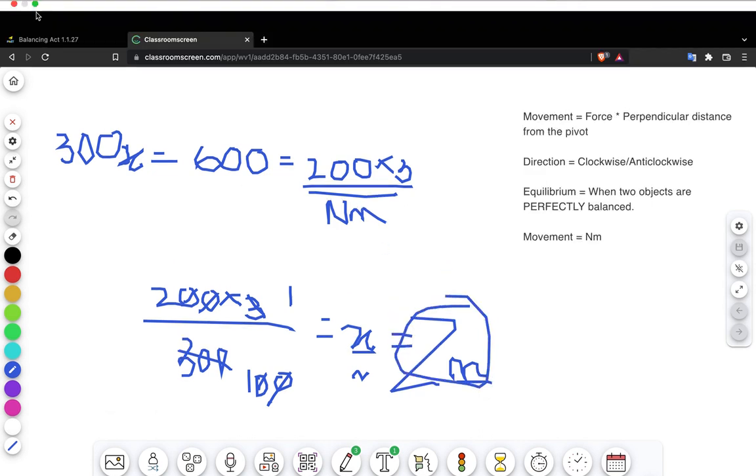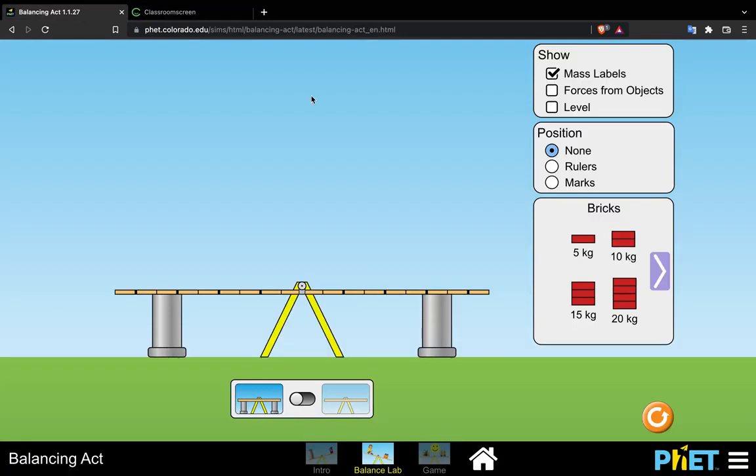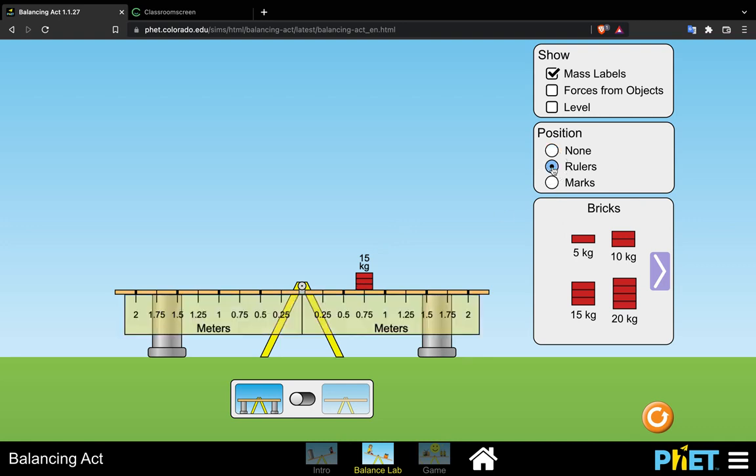Now I am going to just give you all the sum. Right now we're just gonna grab a 15 kg weight. Here I'm using a balance lab, the balancing act. I'm just gonna place this 15 kg weight around here. So 15 kg into 0.75. We're just gonna keep that in mind.